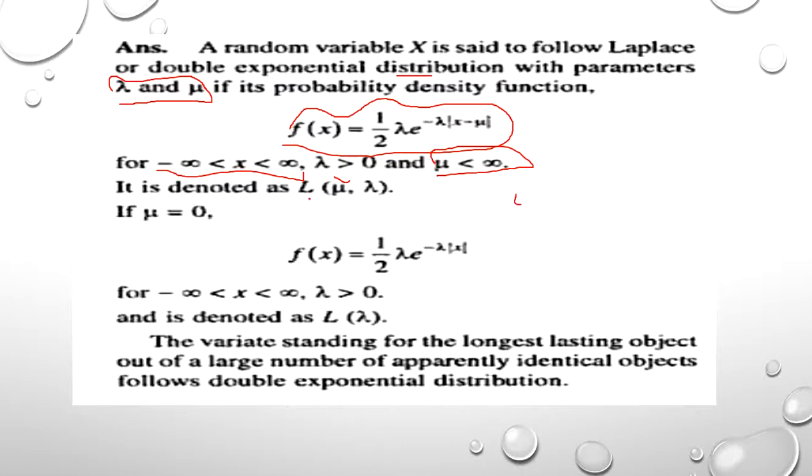It is generally denoted like this, L of mu. With mu equal to 0, you get it like this. This is an application of the double exponential or Laplace distribution: the variate standing for the longest lasting object out of a large number of apparently identical objects. We can see all these types of applications in one video.